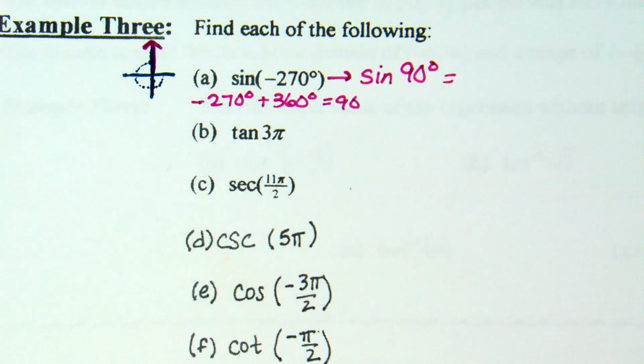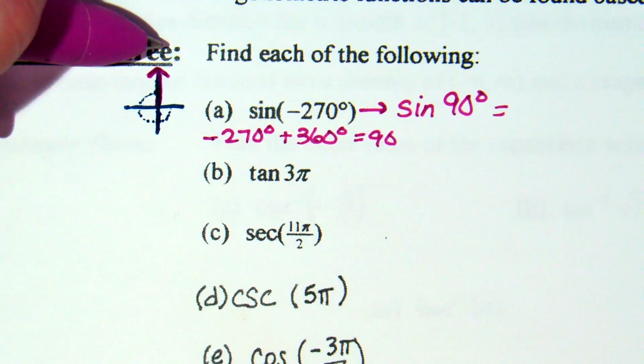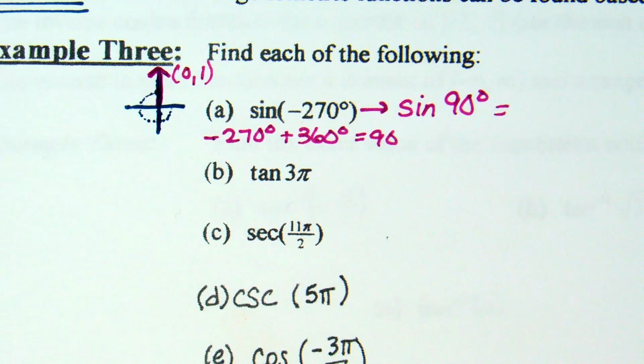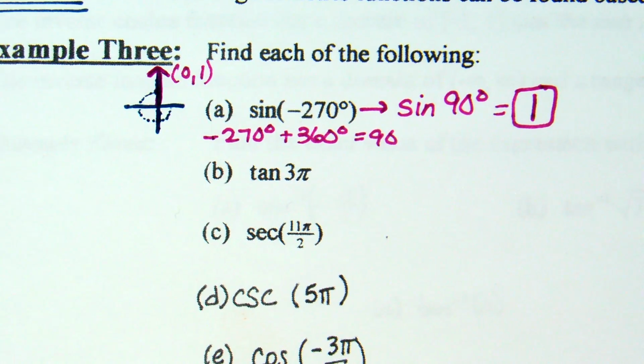What is the ordered pair that represents 90 degrees? 0, left or right, 0. Up, 1. So (0, 1), and the sine value is the y value, which is 1. So the sine of 90 degrees is 1. And since 90 is the same thing as negative 270, the sine of negative 270 is 1. Questions on that?